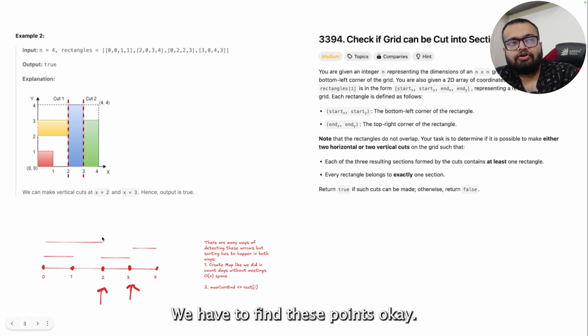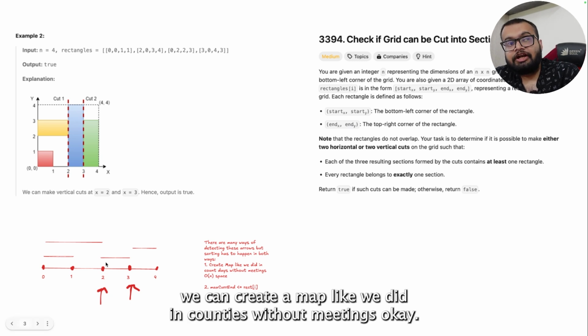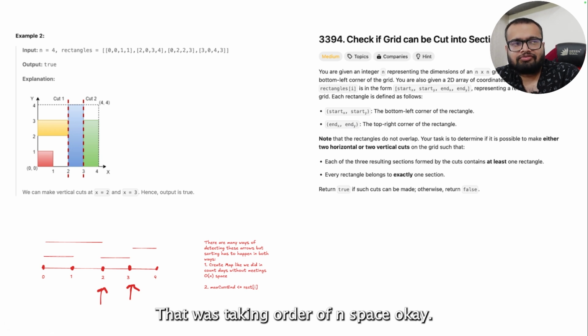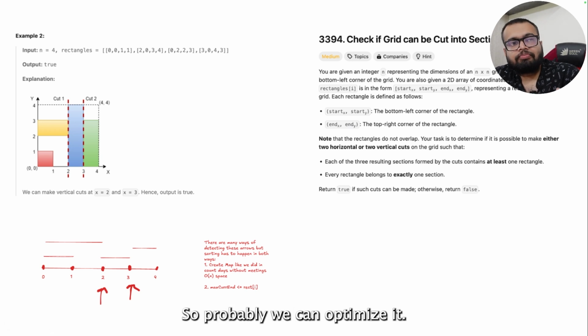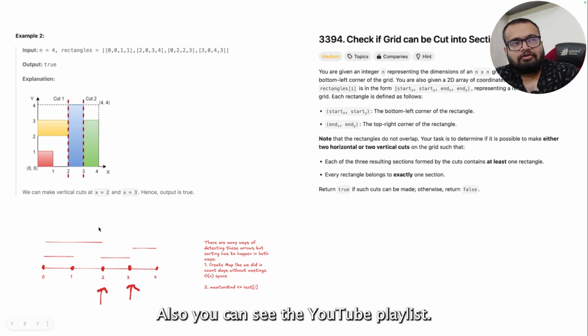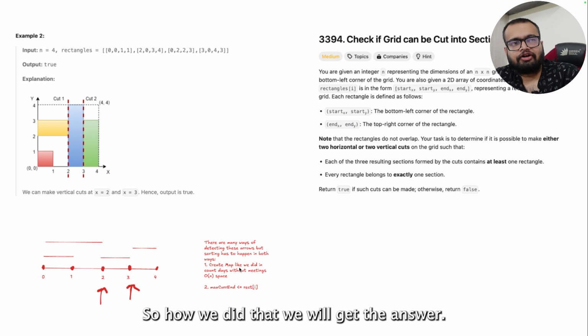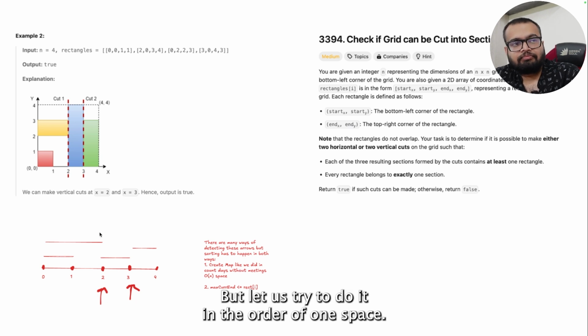We have to find these intersection points. In order to find them, one way is we can create a map like we did in count days without meetings. That was taking order of n space, so probably we can optimize it also. We could have optimized that problem also. You can see the YouTube playlist, where you will find the question count days without meetings and how we did that. We will get the answer, but let's try to do it in order of one space.